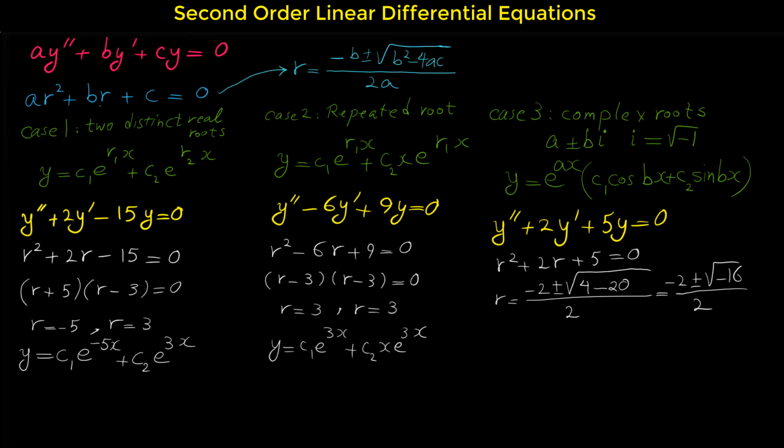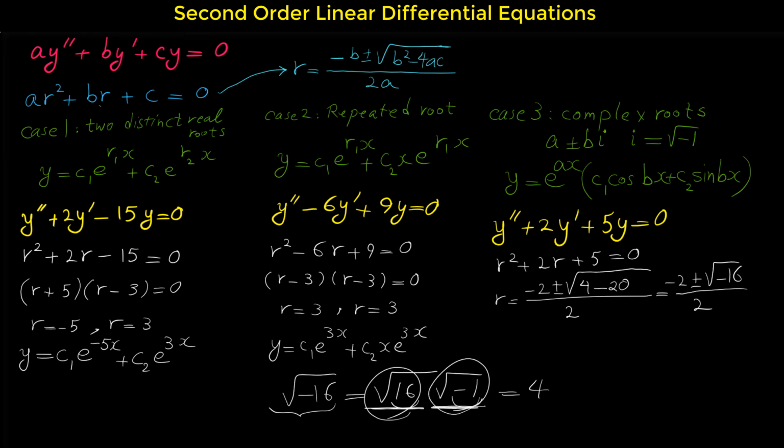Now note that when we want to take the square root of negative 16, we can write this as root 16 times root negative 1, because if we multiply these, we get the same expression. So first we write root negative 16 as root 16 times the square root of negative 1. The square root of 16 is 4. And the square root of negative 1, in math, we define to be i.